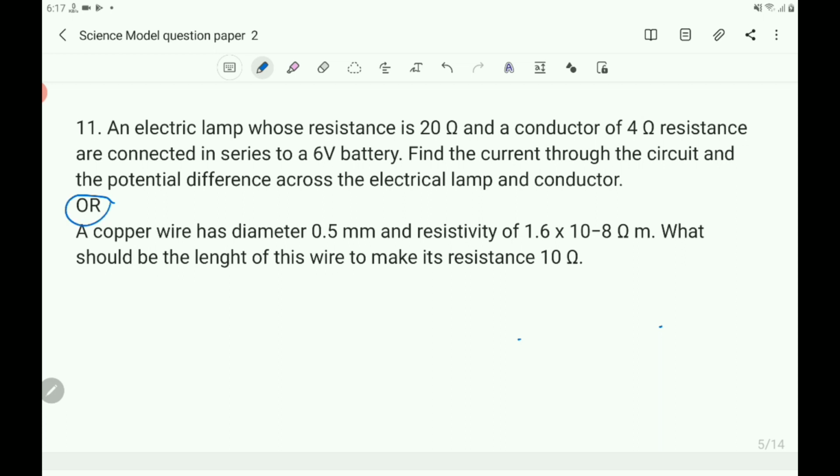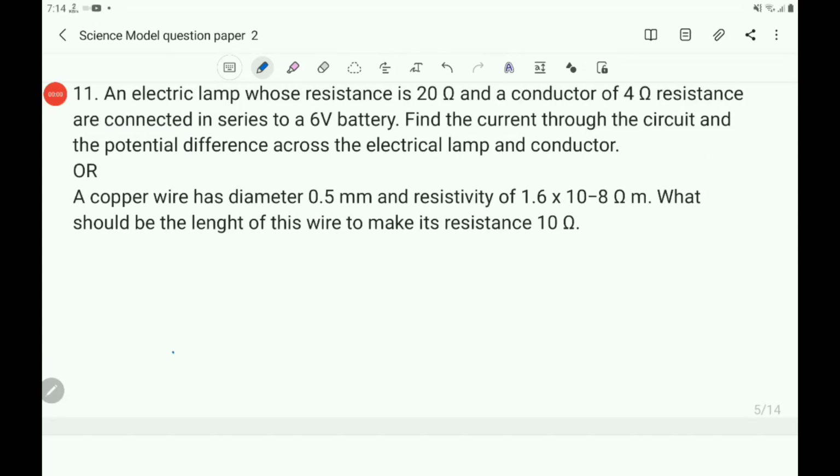A copper wire has diameter of 0.5 mm and resistivity of 1.6 × 10 power minus 8 ohm meter. What should be the length of this wire to make its resistance 10 ohm? Here, first let us solve the first question. An electric lamp whose resistance is 20 ohm and a conductor of 4 ohm resistance are connected in series. So let us have the solution.